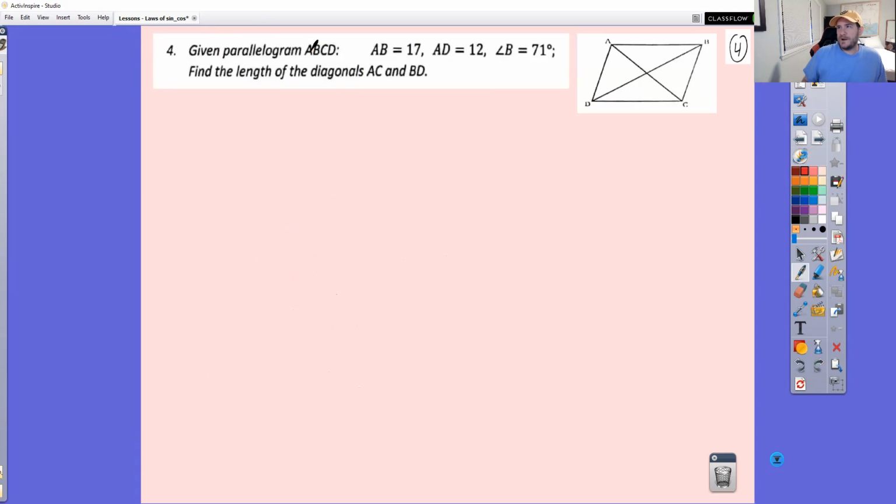Number 4, you're given parallelogram ABCD with these dimensions. It says find the length of the two diagonals. So you might notice that if you take one diagonal at a time, you're really just working on a triangle. If you wanted to find the length of diagonal AC, you might just consider pulling out triangle ADC. And when it comes time to find the length of diagonal BD, just consider pulling out triangle BCD. And think about it like that.